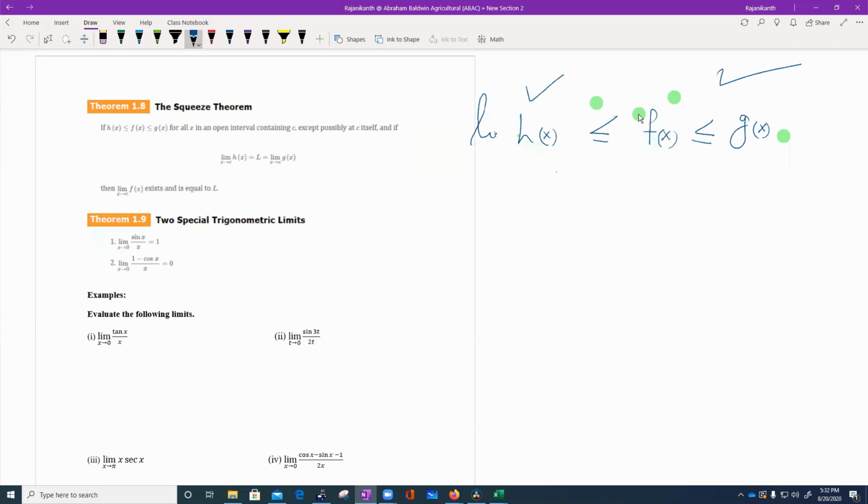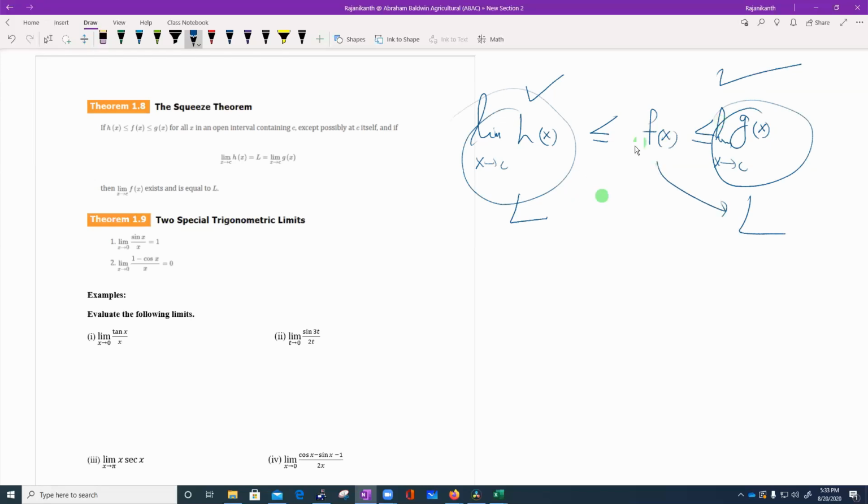Suppose you know the limit as x goes to c of h(x) and the limit as x goes to c of g(x), and you have the same answer for these two functions, say the answer of this guy is L, say the answer of this guy is L, that means what? If you have the same answer for left and right, that means your middle function's limit also should approach that same value L.